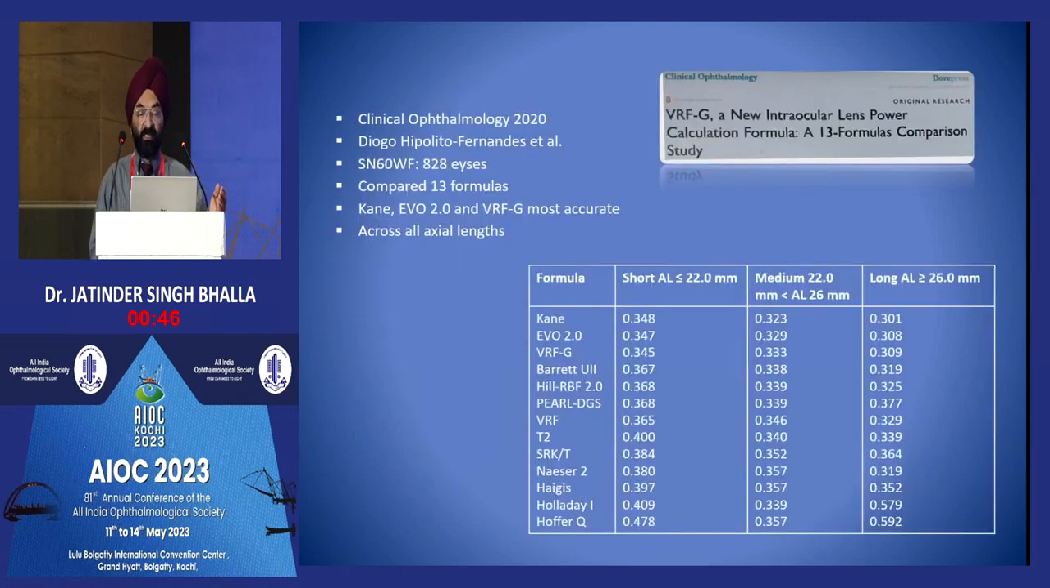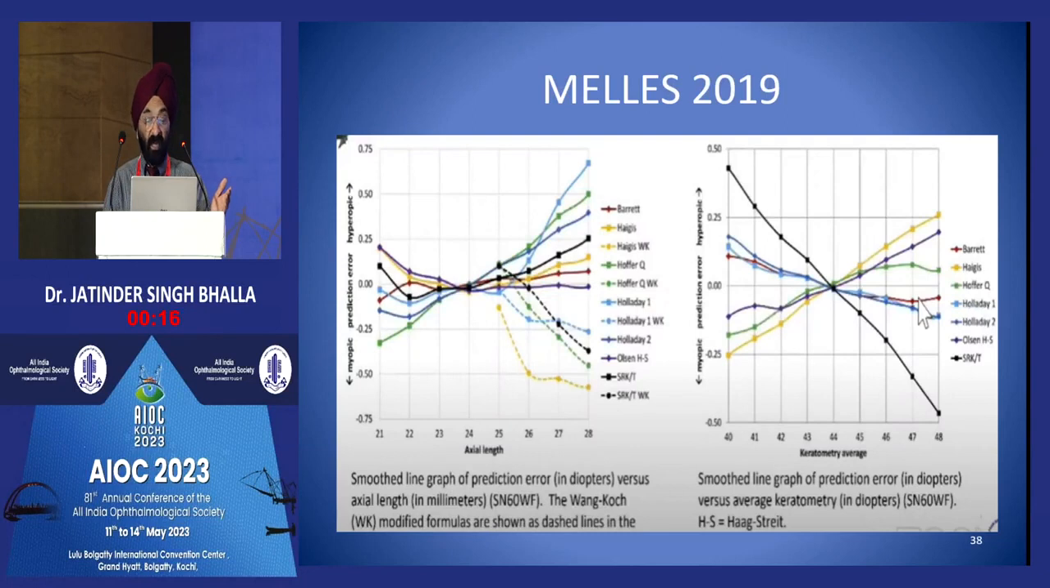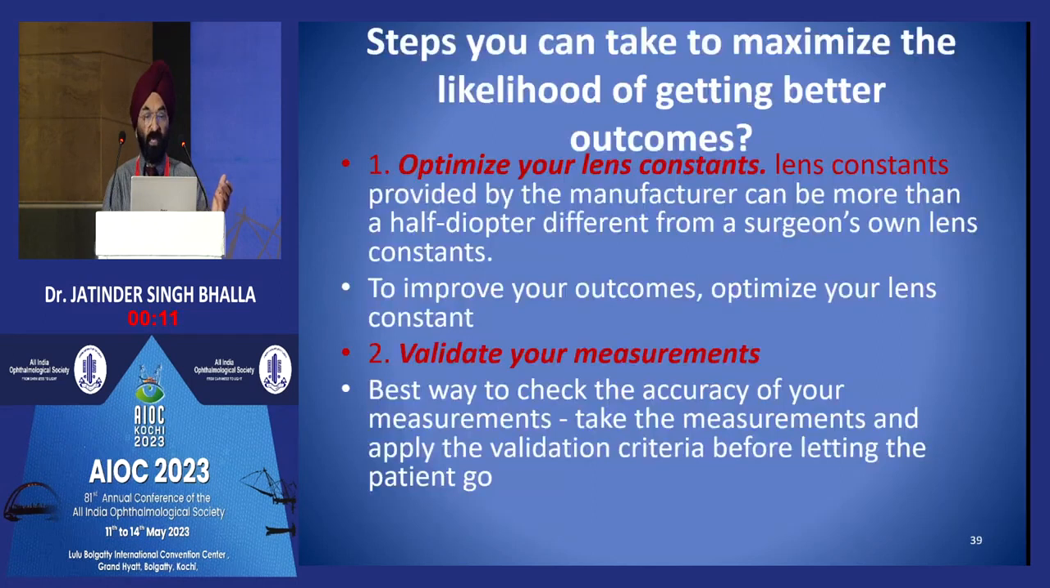And this was a meta-analysis which was published in the Journal of Cataract and Refractive Surgery, in which they compared all these formulas in shorter axial length, medium axial length between 22 to 26, and longer axial length more than 26. And you will find that the best performing formulas are Kane, followed by EVO, followed by VRF, Barrett Universal 2, Hill RBF, Pearl DGS, VRF. SRK/T is not there in the first 5 or 6 best performing formulas. This was another meta-analysis published by Melles in 2019, and it also gives us almost similar results.